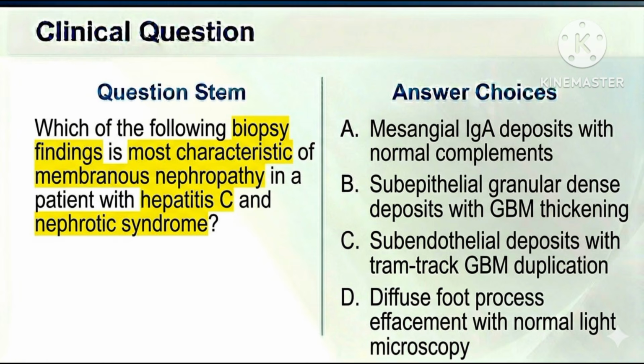glomerular basement membrane thickening. Diffuse effacement of foot process will be seen in minimal change disease. Mesangial IgA deposits with normal complements will be seen in IgA nephropathy, which is the cause of nephritic syndrome, not nephrotic syndrome. If they tell you in the question stem, patient with hepatitis C and nephritic syndrome features, biopsy will show subendothelial deposits with tram-like appearance with splitting of glomerular basement membrane. That's a feature of membranoproliferative glomerulonephritis, which causes nephritic syndrome, not nephrotic syndrome.